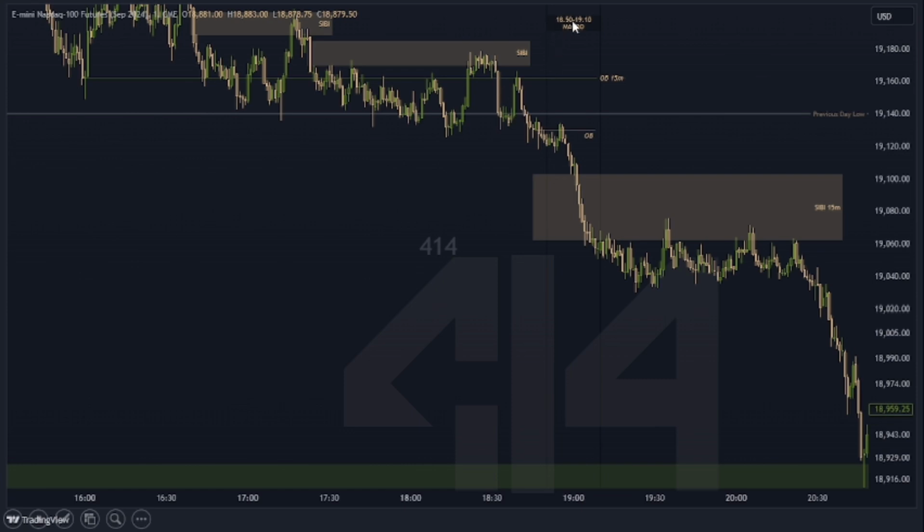1815 to 1910 macro, we had that retracement into another block, and then once more into the last CB, 15 minutes, traded lower into the daily fair value gap.